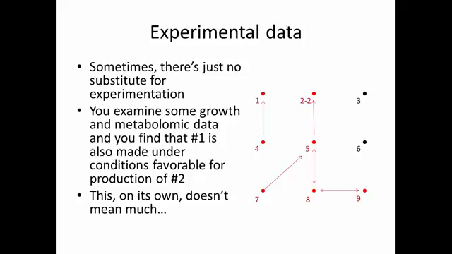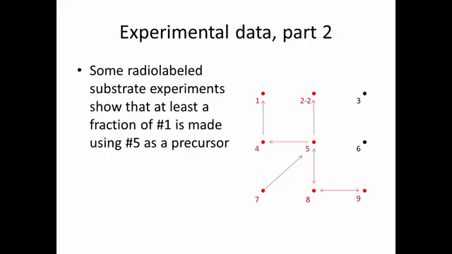We do a little bit more hunting, do some metabolomics, and we can find that number 1 is being made under these conditions from number 4 as its precursor. And this is under conditions, again, favorable for production of number 2. It doesn't necessarily mean much on its own because maybe it's part of the pathway, but it's not connected to the main pathway. Certainly it is part of the network, but what we can do is then take that a little bit further.